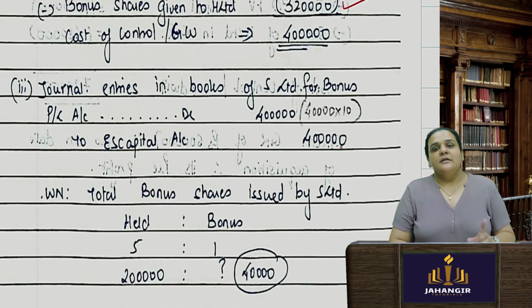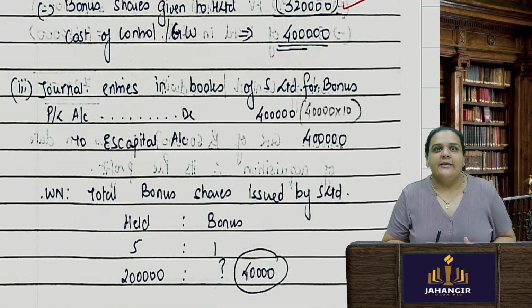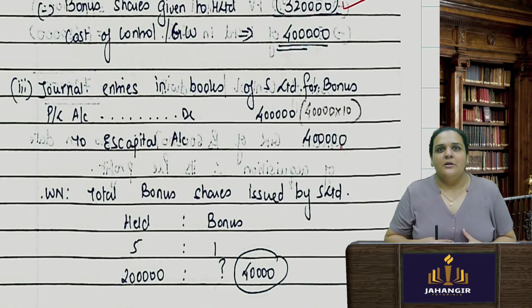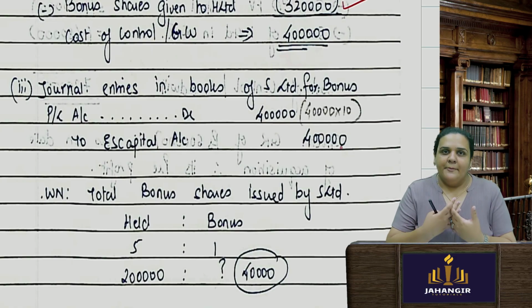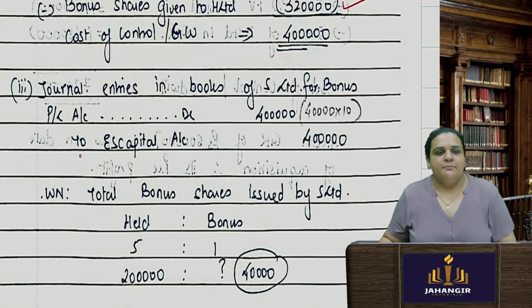Journal entries for bonus: there will be a journal entry only in S Limited's books. There will never be any journal entry of bonus in H Limited. H Limited is getting the bonus shares, it is the shareholder. The company giving the bonus will pass the journal entry. So they are going to debit the P&L account. How are they giving the bonus? They are capitalizing the profits.